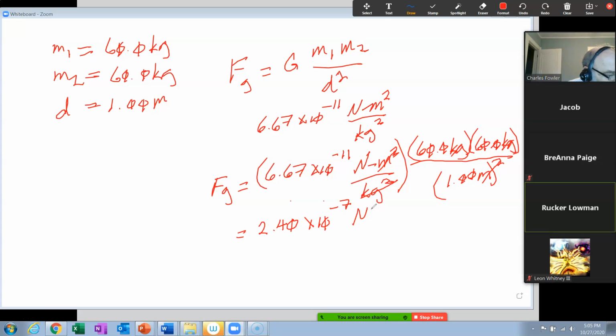Now, you would not notice that force. In fact, it would be difficult to measure such a small force. Okay.